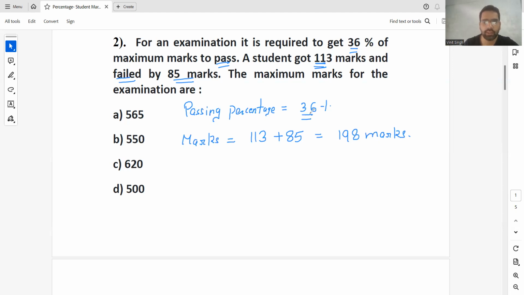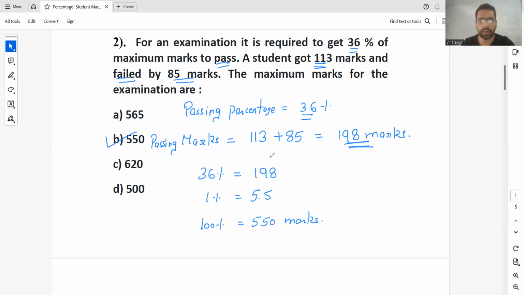Passing percentage is 36%. Passing marks is equal to 198 marks, meaning 36% is equal to 198. If 36% is 198, then 1% is equal to 5.5, since 36 into 5 is 180, 198 minus 180 is 18, and 18 by 36 is 0.5. Then 100% is equal to 550. So the total marks is equal to 550. Option B will be the right answer.